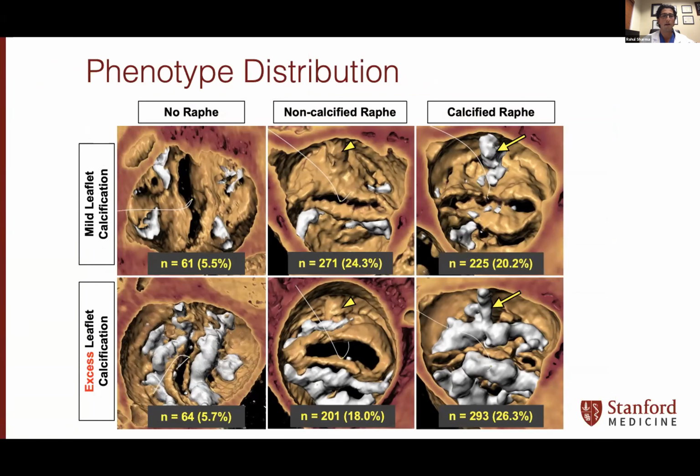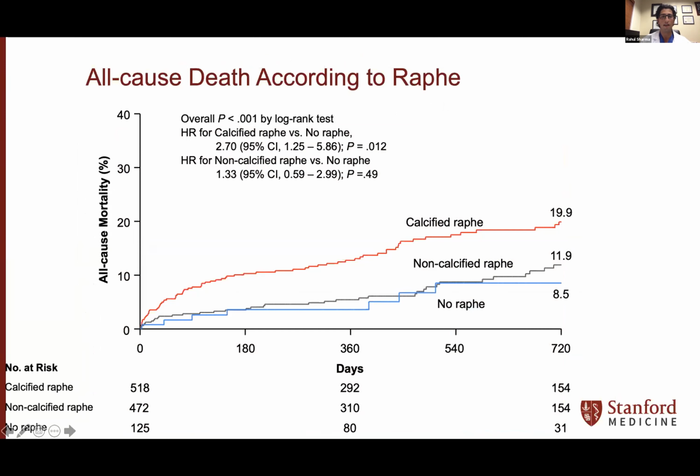You can see across the top, the differentiation by the presence of RAFE in that first column, non-calcified RAFE in the middle column, and then calcified RAFE in the column on the right, and then separating those into having mild leaflet calcification or excess leaflet calcification. And you can see there that the combination of excess leaflet calcification and calcified RAFE, just to the naked eye, looks like the worst. And you'll see shortly that also translated to more adverse clinical outcomes.